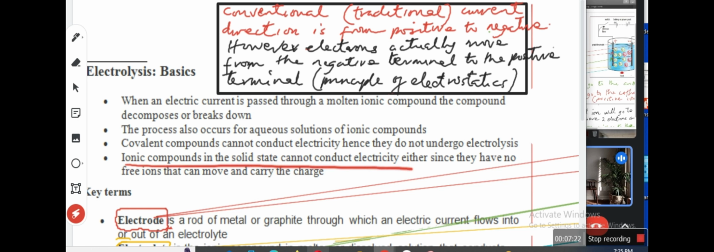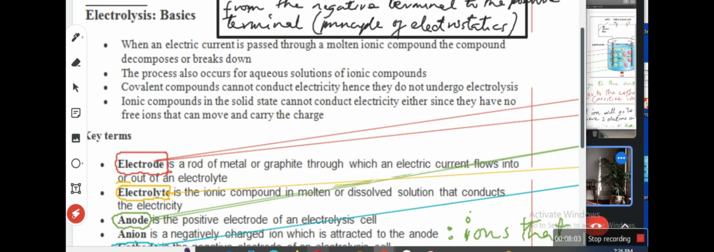Why don't they conduct electricity in their solid state? Because they don't have free ions. Please read it properly. Say again, why do ionic compounds not conduct electricity in their solid state? Their ions aren't free to move around. I expect you to read what I'm underlining. Ionic compounds in their solid state cannot conduct electricity, since they have no free ions that can move and carry the charge.